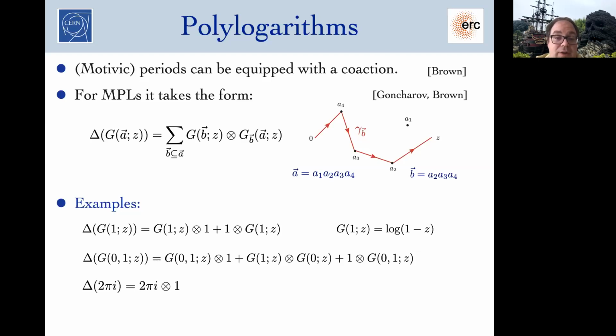Now, experts probably know that it is a bit more complicated. This thing should be what's called the de Rham period, but let's not go there. Let's just think of them as real functions.